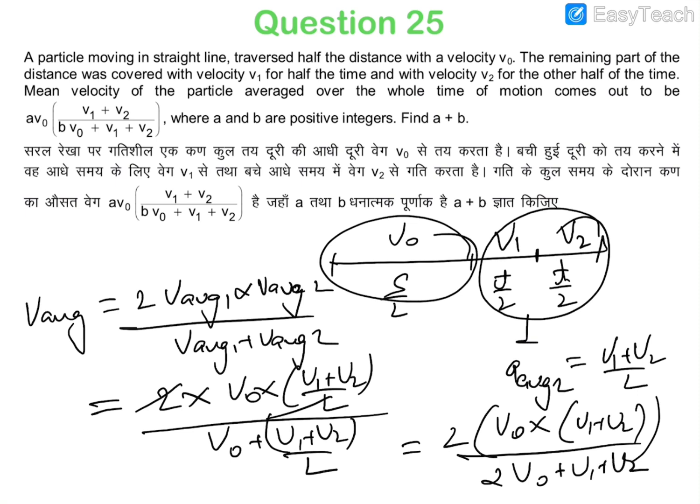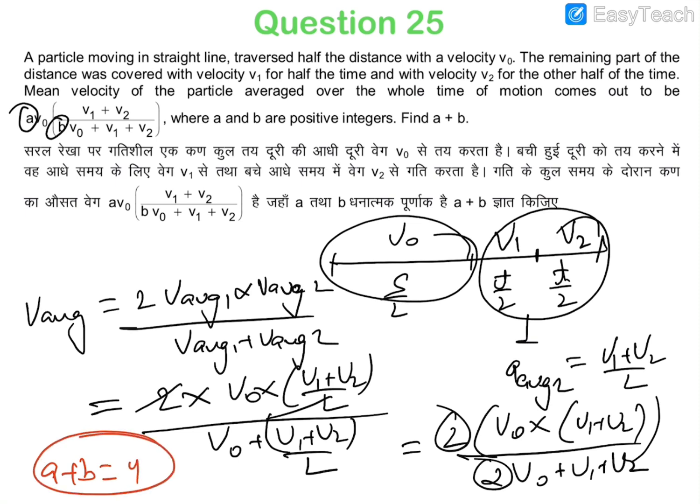So a is equal to 2 and b is equal to 2. So a plus b will be equal to 4. So the correct answer is 4. Now we move on to the next question.